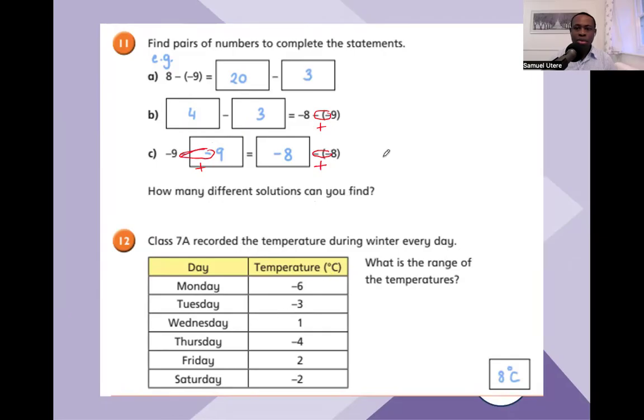And then here you were asked to work out the range of the temperature. Let's move this out of the way. All right, you say the record, so what is the range of the temperature? The lowest temperature is negative 6, and the highest is 2. So the range will be 2 minus 6. So 2 subtract negative 6. These two will be positive. So that will be 2 add 6, which is 8 degrees Celsius.